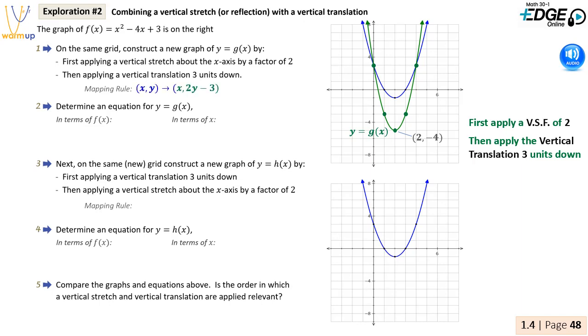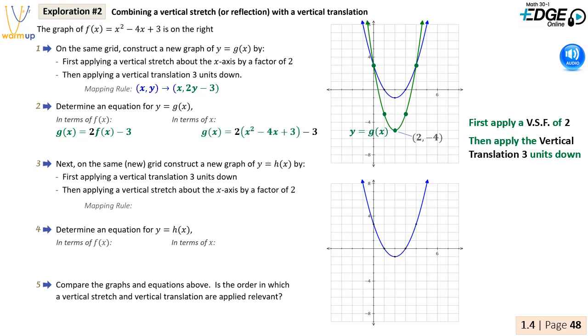When we look at our mapping rule, we see that (x, y) becomes (x, 2y minus 3). Effectively, the transformation of y will follow the order of operations, which is to say, we multiplied y by 2, and then we subtracted 3. We can represent this transformation by writing g of x in terms of f of x, with 2 as an a value in front of f of x, and minus 3 as a k value, representing that translation down 3.